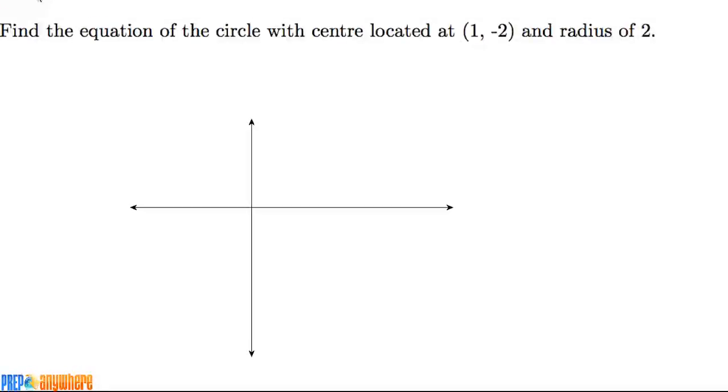Here we have the center off of the origin. It's not on the origin. So it's 1 and then -2. Right there. And the radius is 2. That means it's going to look something like this, right? Like that. So you see that radius is 2 right now? From there to there is 2.